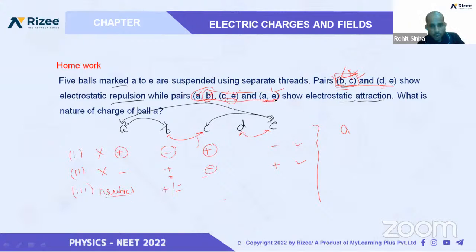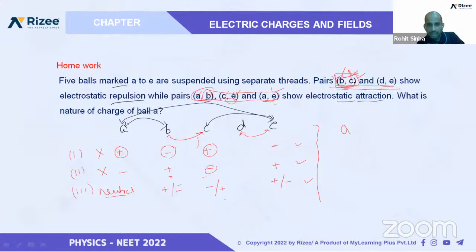A and E also show attraction. E can be either positive or negative. Got it? I am mixing those two cases of neutral together. And E and C show attraction. That means if E is positive, then C should be negative, and if E is negative, then C should be positive. This case is possible. Now let us check through the first condition.